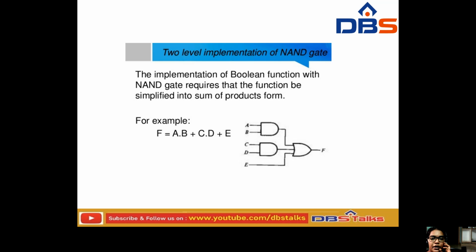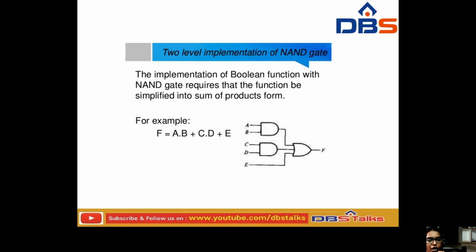See how we implement the NAND gate in two levels. In a two-level implementation, the implementation of a Boolean function with NAND gates requires that the function be simplified into sum of products form. That is, A into B is one product, C into D is another product, and we sum the products. Then for A into B, we have to design the circuit like this.